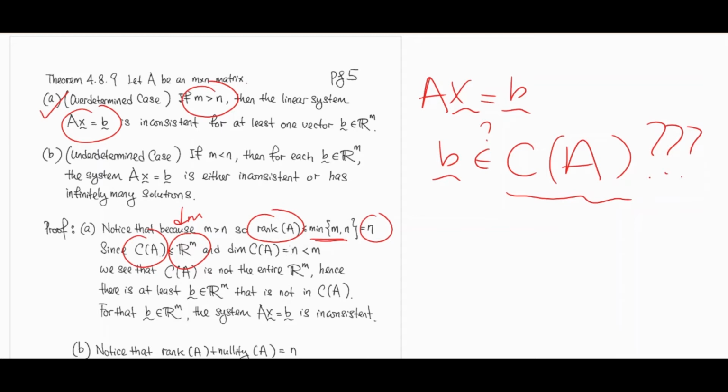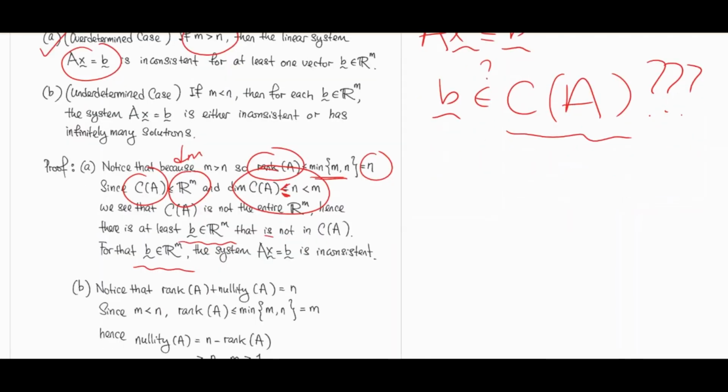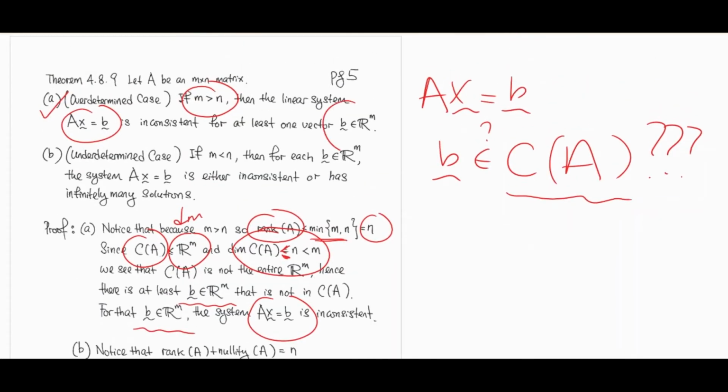So in any case, you will see that the column space of A is not as big as Rm. That's the reason why some vectors are missing, and those missing vectors are the ones that will make the system inconsistent. There is at least one vector in Rm that is not in the column space of A, because the column space of A is smaller than Rm. So that's how this theorem is proved. We have seen an example like that before, so this is not a big deal.